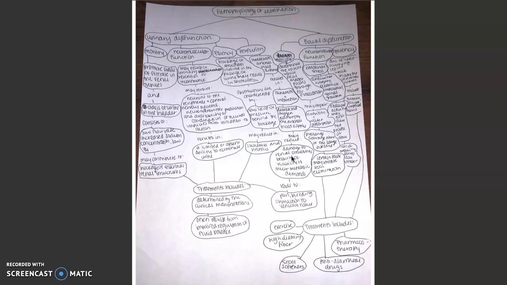I actually really liked that, and so for the pathophysiology of elimination, you have urinary dysfunction and you also have bowel dysfunction. For urinary dysfunction, you have motility, neuromuscular function, patency, and perfusion. For motility, it promotes stasis of filtrate in the renal tubules and stasis of the urine in the bladder.